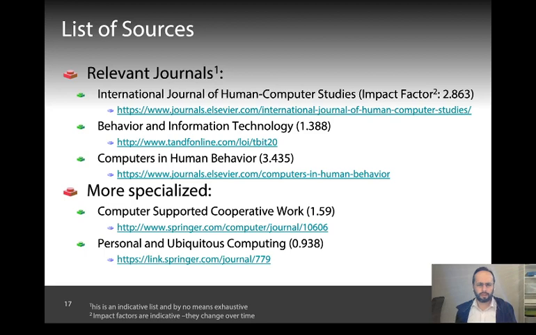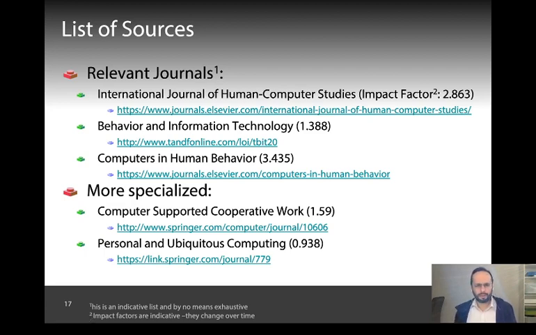Now, to give you some more specific sources, again, these are specialized on when it comes to human-computer interaction. When it comes to relevant journals, the International Journal of Human-Computer Studies is one, and here's the link. Behaviour and Information Technology is another one. Computers in Human Behavior. These are, if you like, broader journals when it comes to the topic of human-computer interaction. More specialized is the Computer Supported Cooperative Work, if you're looking at the use of computers to support collaboration and cooperation, and Personal and Ubiquitous Computing publishes typically work that would be classified as mobile computing or IoT.